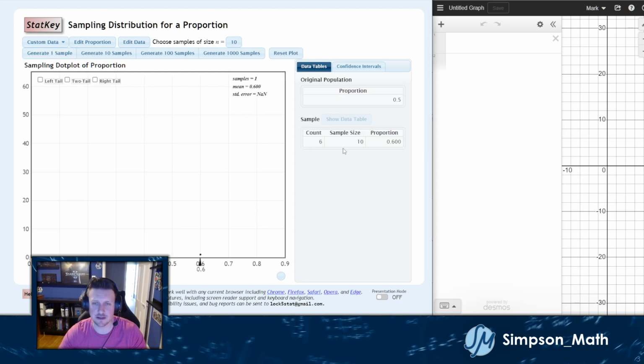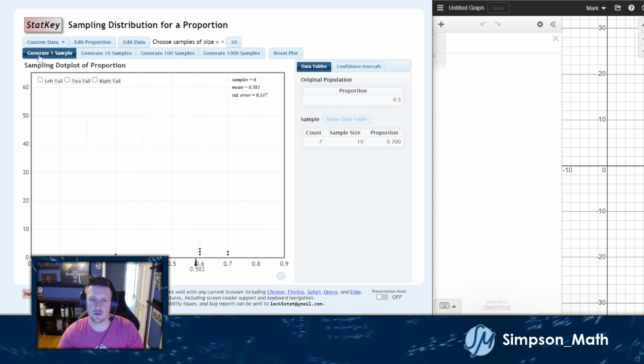So if I say, hey applet, give me a pull, basically it's like flip a coin 10 times and tell me how many heads you got. It flipped a coin 10 times, counted 6 heads, so it graphed a little dot at 0.6 right here. Do it again. It flipped a coin 10 times and got 7 heads. Do it again. Flip a coin 10 times and I got 3 heads, and it put it right here. Do that over and over again, and you see how we're getting more and more dots.